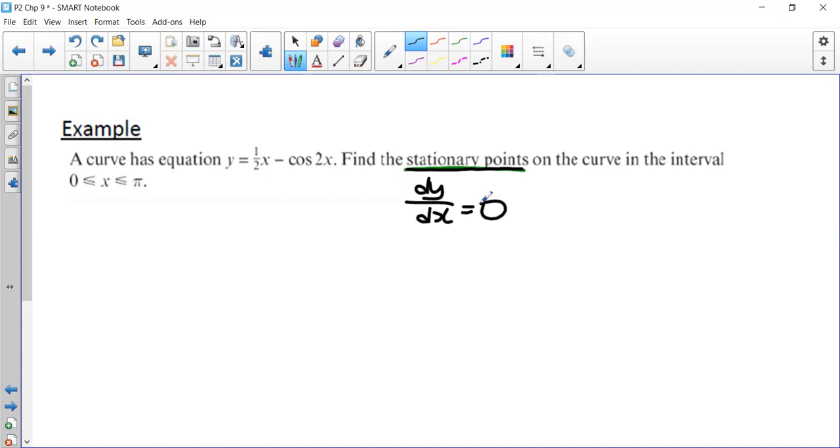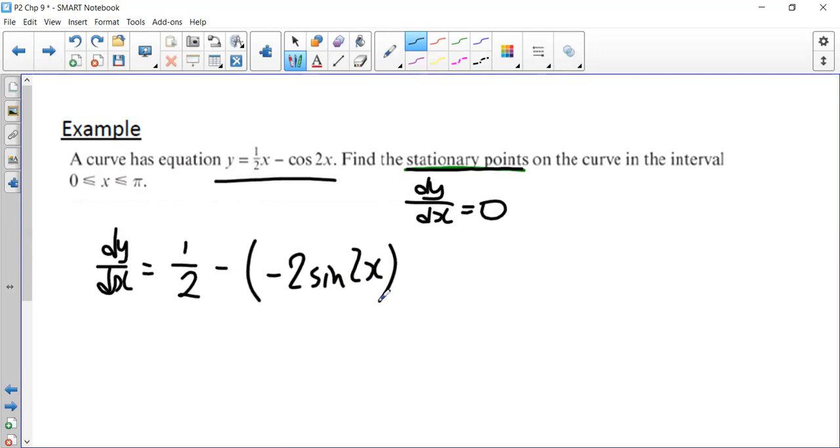So dy by dx equals 0. First of all, we have to work out what differentiate. We're told y equals a half x minus cos 2x. Let's differentiate. So dy by dx equals, differentiating half x is a half. So it's a minus and a minus. Okay, so minus, differentiating cos 2x. Differentiating cos 2x is negative 2 sine 2x. So minus makes a plus. So a half plus 2 sine 2x.